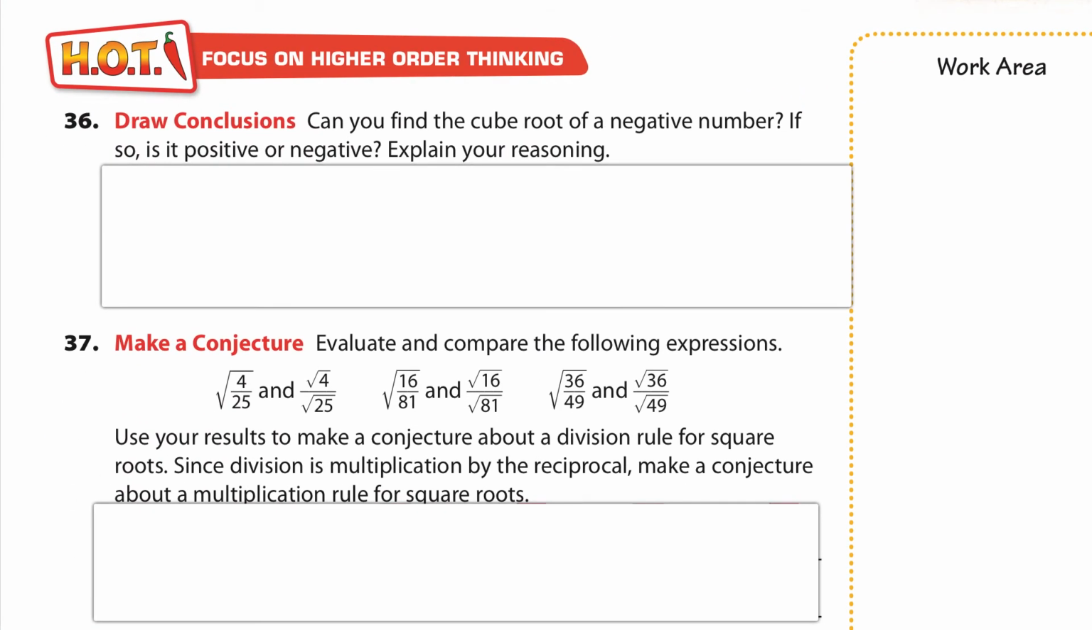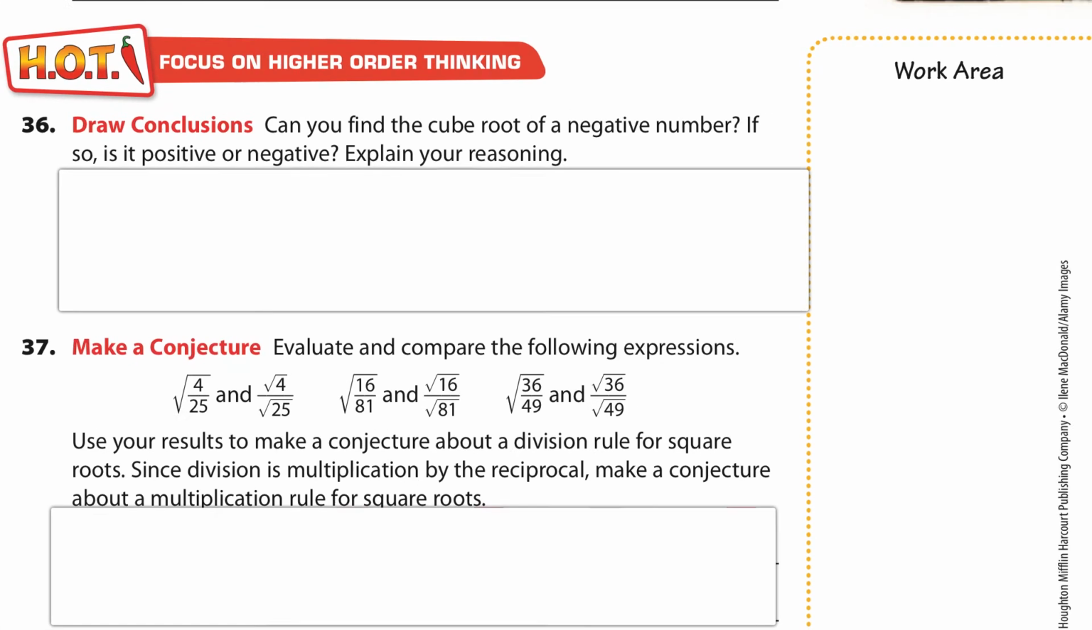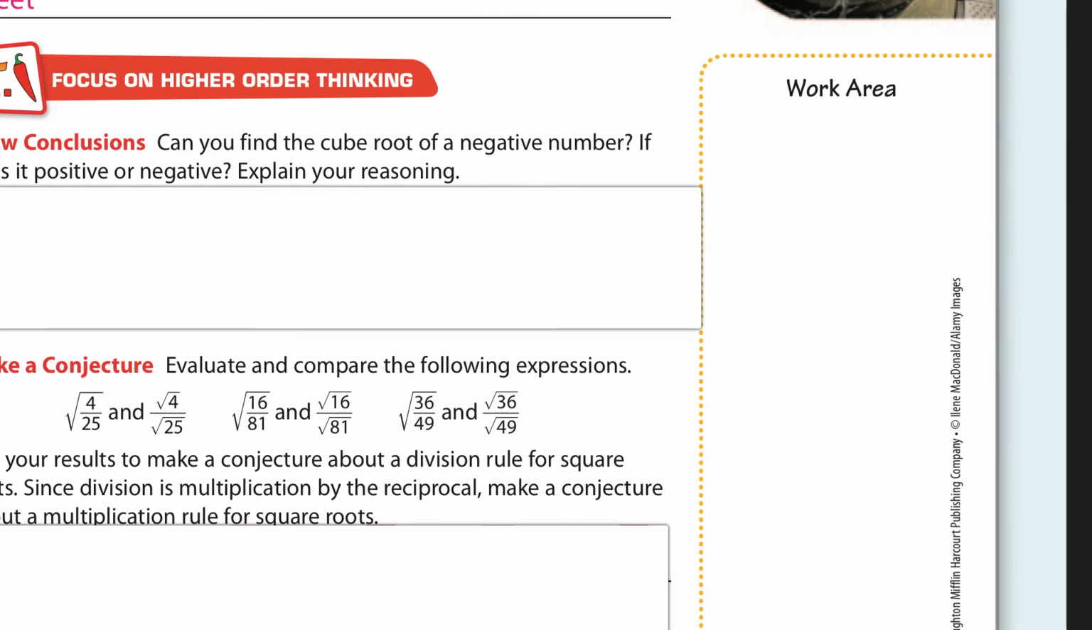Okay, fine. So let's draw some conclusions here. Can you find the cube root of a negative number? If so, is it positive or negative? And explain your reasoning. Yeah, you can take the cube root of a negative number, like the cube root of negative 27. That's asking what times itself 3 times is negative 27.